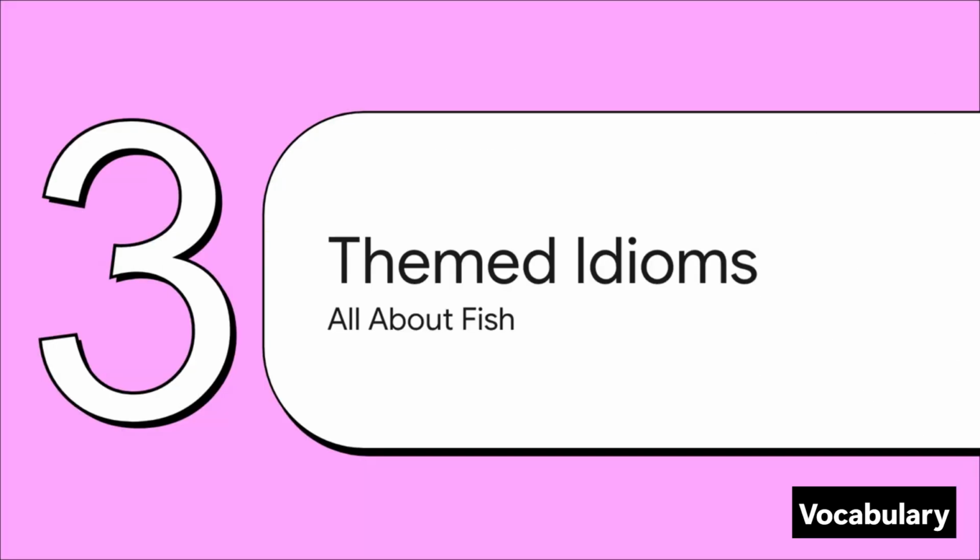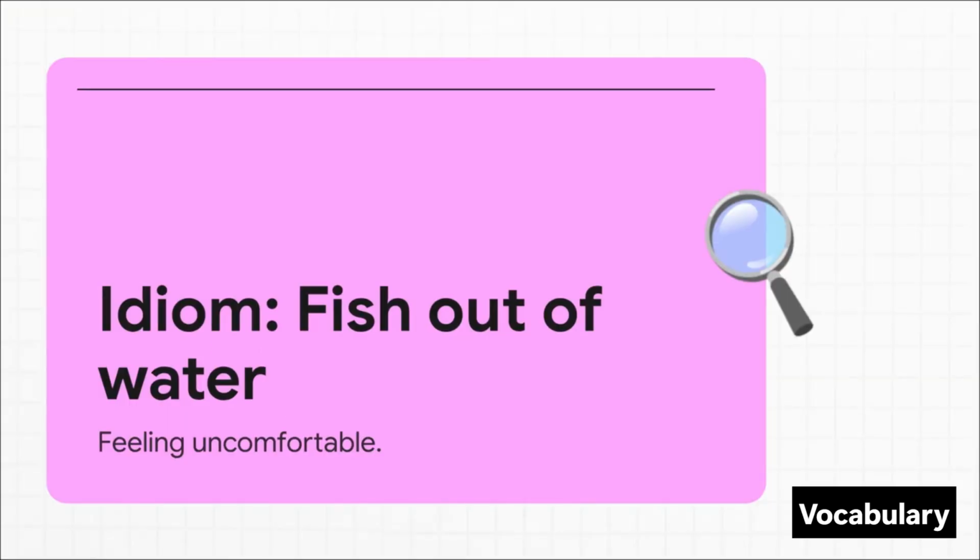Okay, let's switch gears and move on to idioms. Now, the best way to remember idioms is to group them by a theme. So for today, our theme is fish. Our first idiom is fish out of water. It's pretty intuitive. Just like a fish feels uncomfortable outside of water, when a person feels awkward or uncomfortable in a new or unfamiliar situation, we use this idiom.